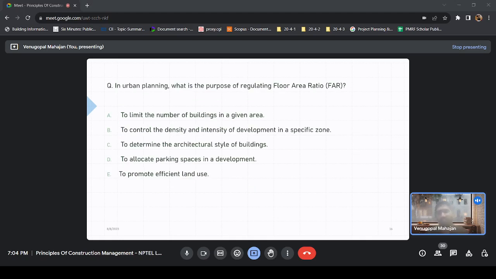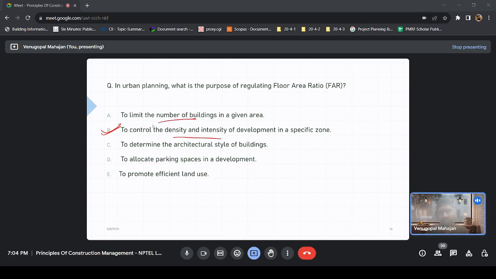We just discussed it. Okay. To control the density and intensity of development. Okay, density and intensity. Anything else? To limit the number of buildings in a given area. Limit the number of buildings. Does it really limit the number of buildings?